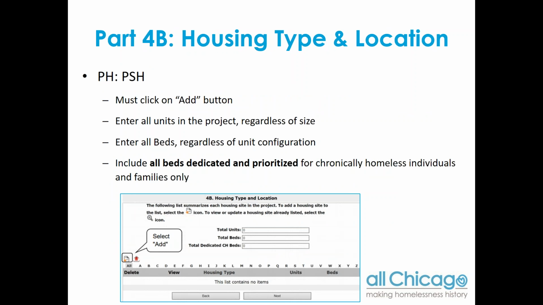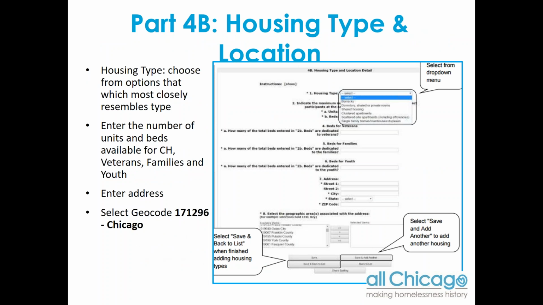4B is about housing type and location. So, long ago when you first applied for a new project, you had to do this, but since you're in renewal, we can't really change our bed units from renewal year to renewal year. So this is the screen where we add how many beds and units will be added. So you see the 3 boxes there. The first thing you need to do is select that add, the little paper with the plus sign, and then you are given a series of screens where you get to choose housing type, the number of beds and units, the address, the geocode, which should be Chicago, and once you click save, it'll populate onto the first screen.